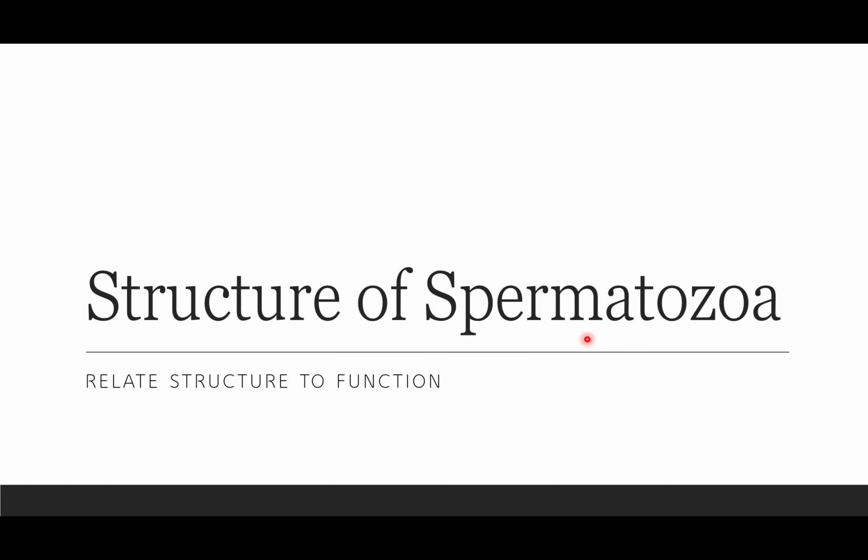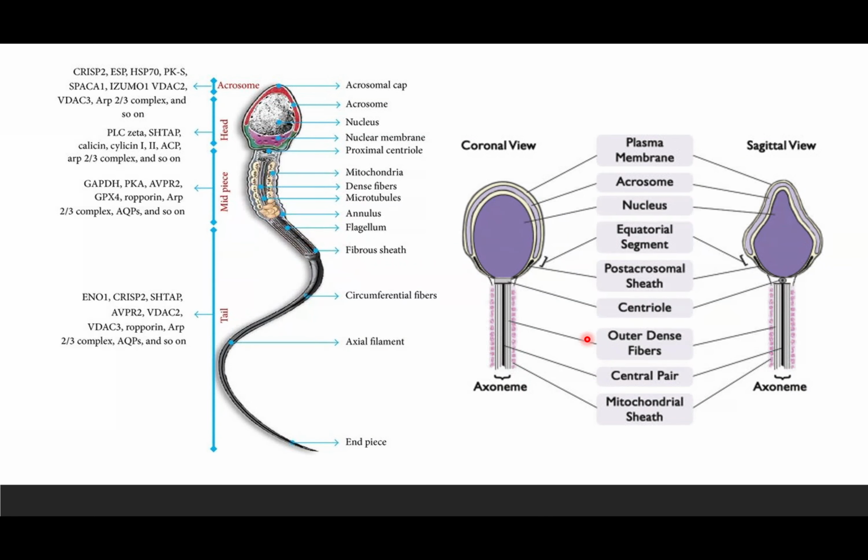All right. Now the structure of the spermatozoa. An overview. Look at the overview now. That's an overview of the structure. Should make sense, or coronal and sagittal view. But we're going to go into it, right?